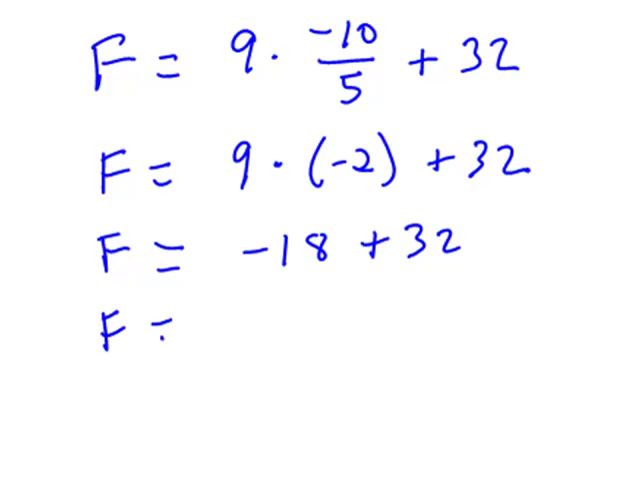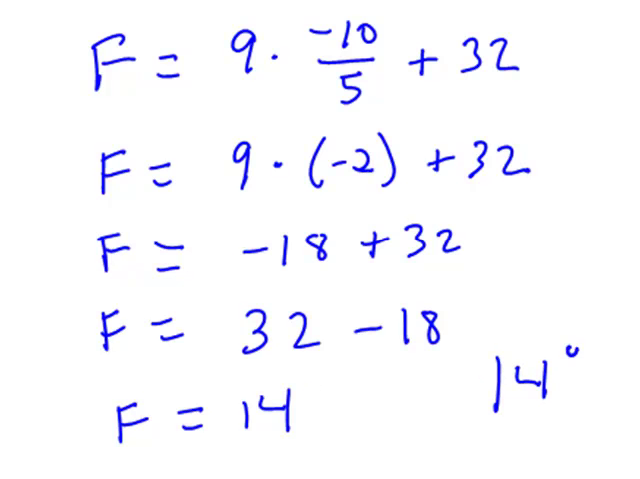And if you want, you can even write that 32 first and then minus 18, or plus a negative 18. But in any case, F is 14. And this is a Fahrenheit degree. So we want to say 14 degrees Fahrenheit, or F.